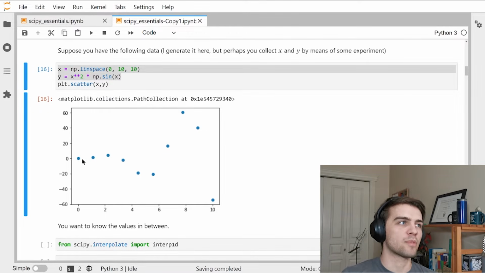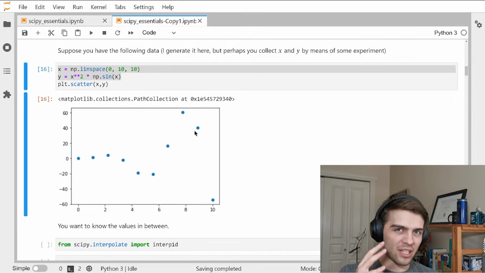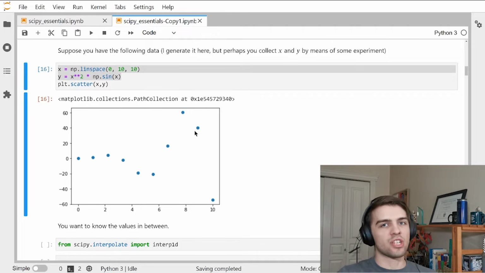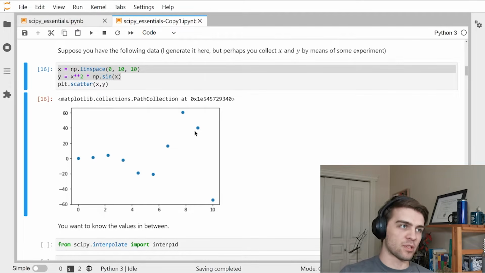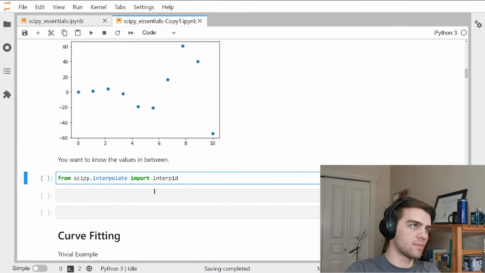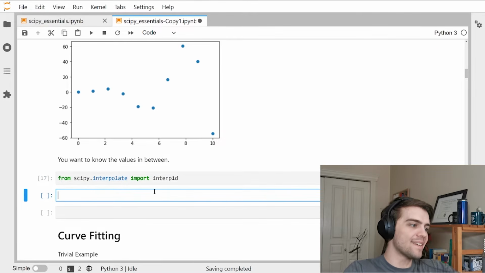And now the simplest way of interpolating is just to draw straight lines between these data points, right? And that's a linear interpolation, but in your head you know that that's not really what the function looks like. And so some interpolations are better than others, especially for smooth functions, if you assume that a function is relatively smooth. So we want to know what the values in between these points are. So I can import this interp1d function here.